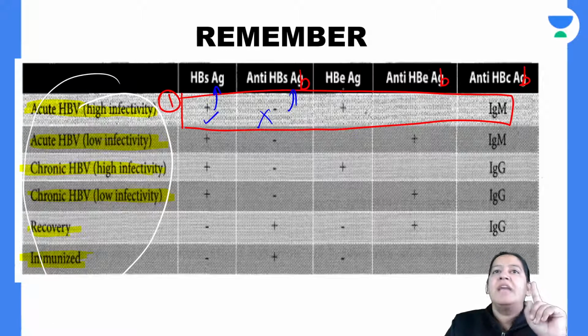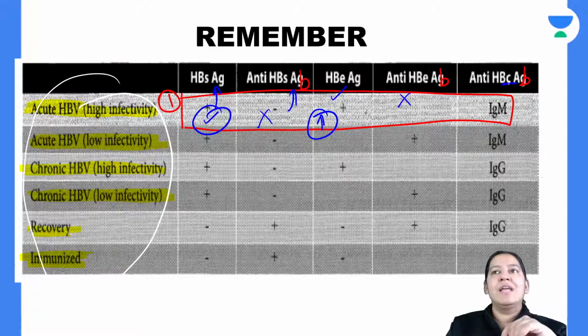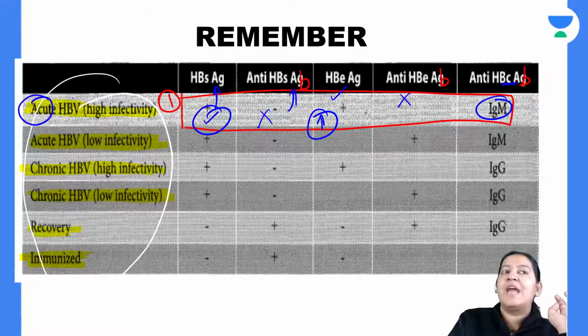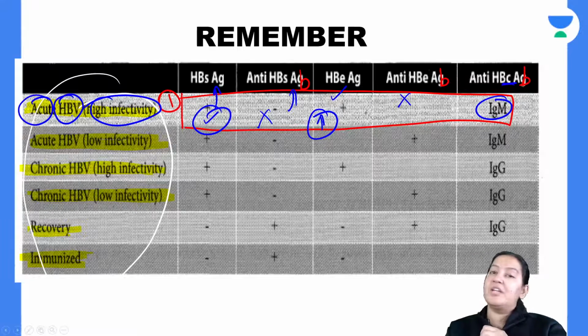Let me come to E. E antigen is positive, antibody is negative, so it is of high infectivity. The patient is having infection of high infectivity. Let me come to C. In C, IgM is present, so it is acute. So my answer is acute hepatitis B infection of high infectivity. This is my diagnosis. Everyone give me a thumbs up.